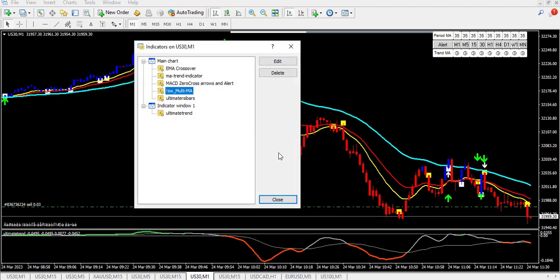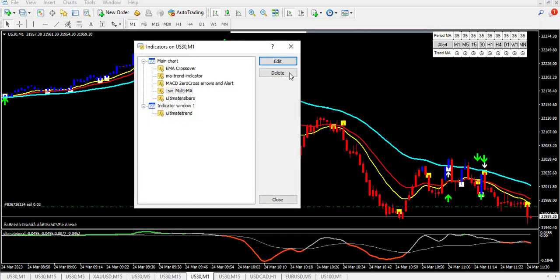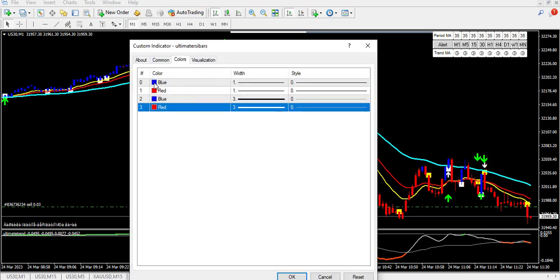And the other indicator is the ultimate bars indicator. This indicator changes the color of my candles to blue and red. So there's nothing special about it beside the color. Buy is blue, red is sell, and that's all I need it for.